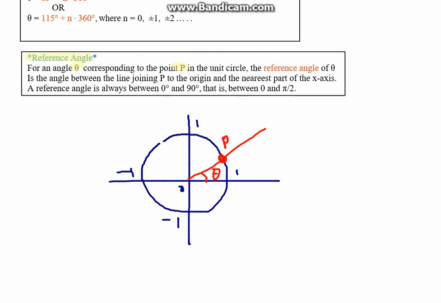So if we have that, the reference angle of theta, which is this angle here, is the angle between the line joining P to the origin and the nearest part of the x-axis. A reference angle is always between 0 degrees and 90 degrees, that is between 0 and pi over 2. On the reference angle, we usually put this in a different color. 0 and pi over 2 and pi, something like this. So it has to be between here. So it is the angle between the line joining P to the origin and the nearest part of the x-axis. So that would be here.